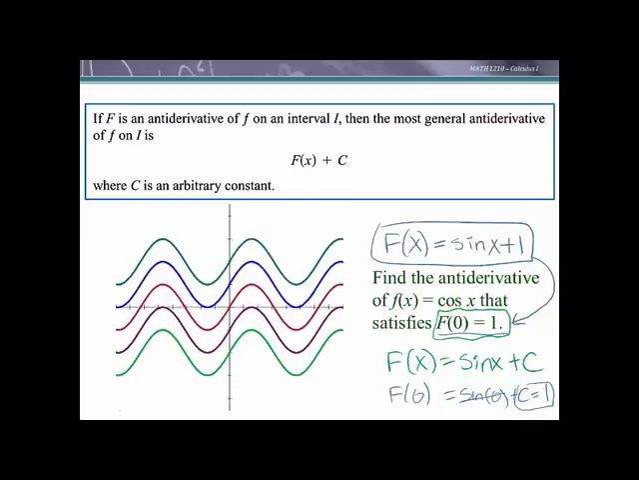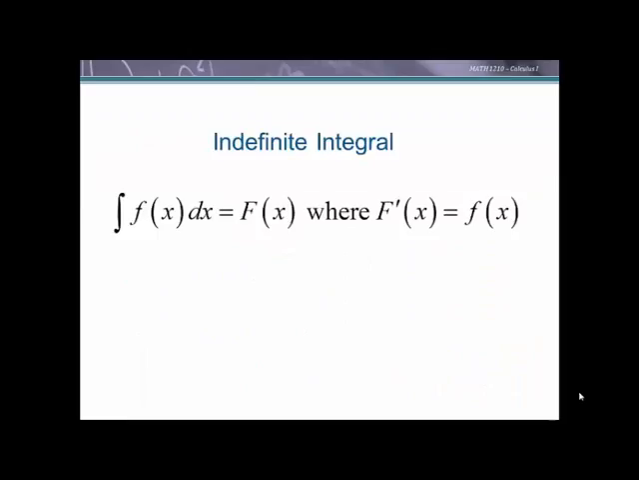Now here are a bunch of graphs that have the same derivative. They all have a derivative of cosine x, but it is only the blue graph that satisfies f of 0 equals 1. So the solution here is sine x plus 1. An indefinite integral is defined as an integral of f of x dx equaling capital F of x, where the derivative of capital F of x equals f of x. And what it equals is an antiderivative of this little f of x function.